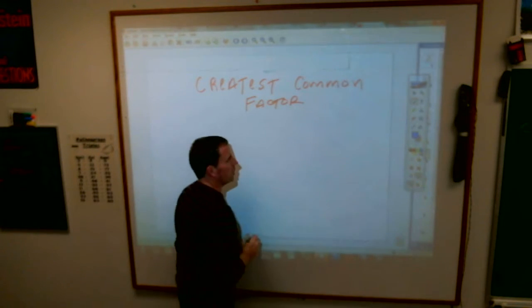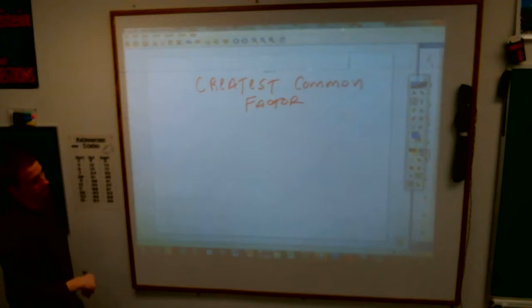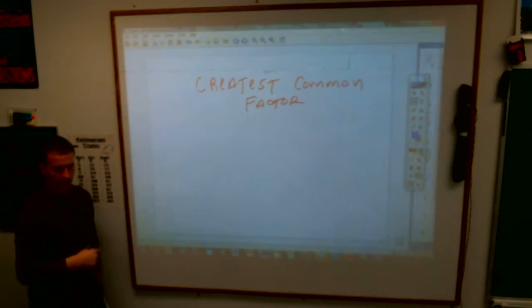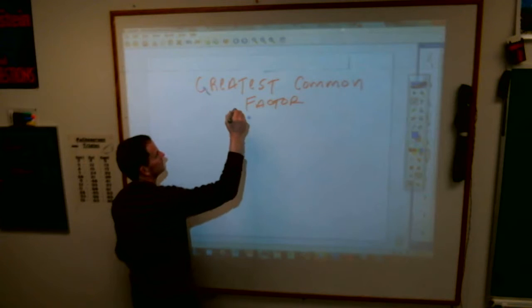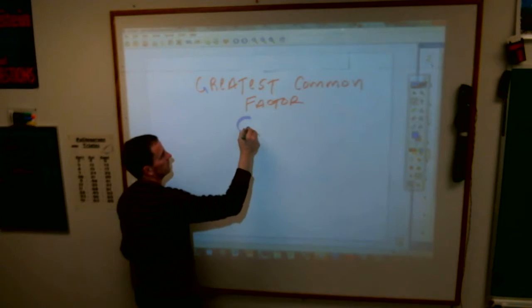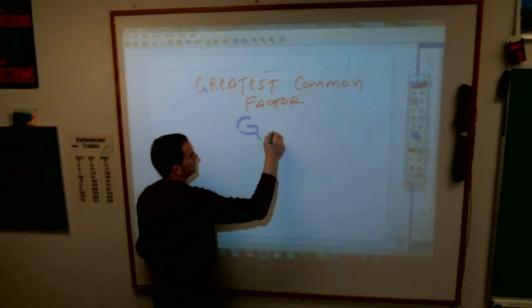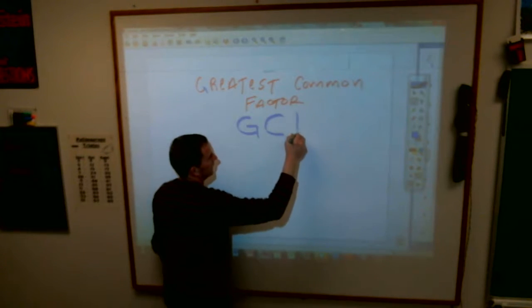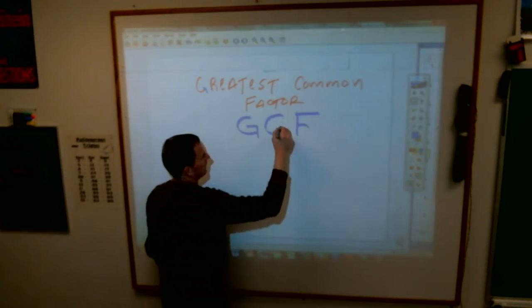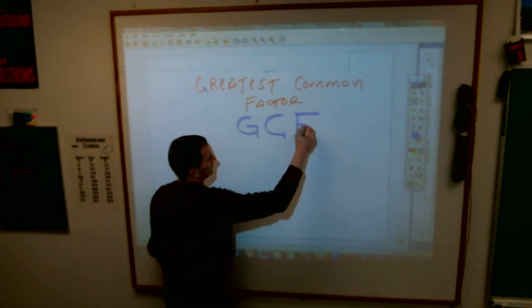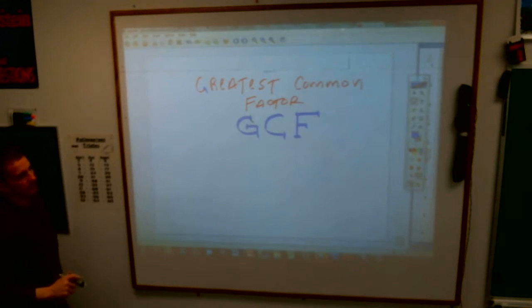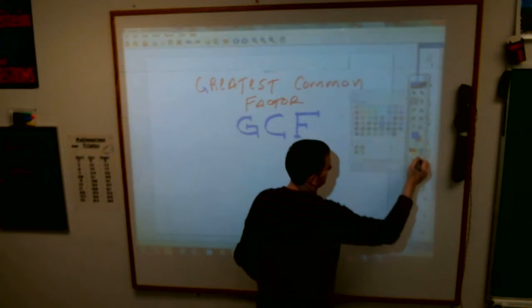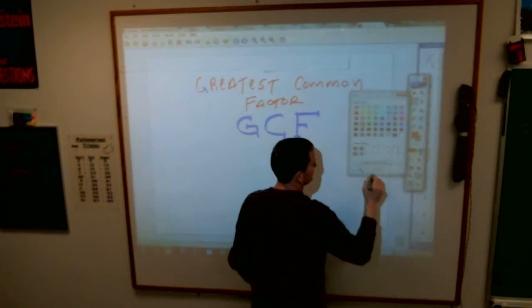And because that's an awful lot of words to write out all the time, we abbreviate this using what 3 letters? Grace? Yeah, I just didn't write it. The 3 letters we abbreviate with are G, C, F. So when you see that in math, the G, C, F, they are asking for the greatest common factor. And to do the greatest common factor, let me give you an example problem.